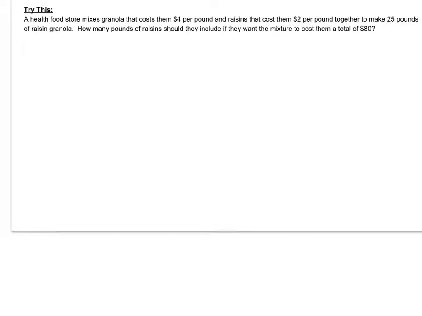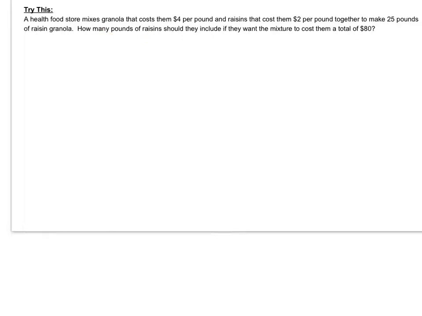For the try this, let's start by reading the problem. It says a health food store mixes granola that costs them $4 per pound and raisins that cost them $2 per pound together to make 25 pounds of raisin granola. How many pounds of raisins should they include if they want the mixture to cost them a total of $80? So we are looking for how many pounds, or the number of pounds, that we need of raisins.